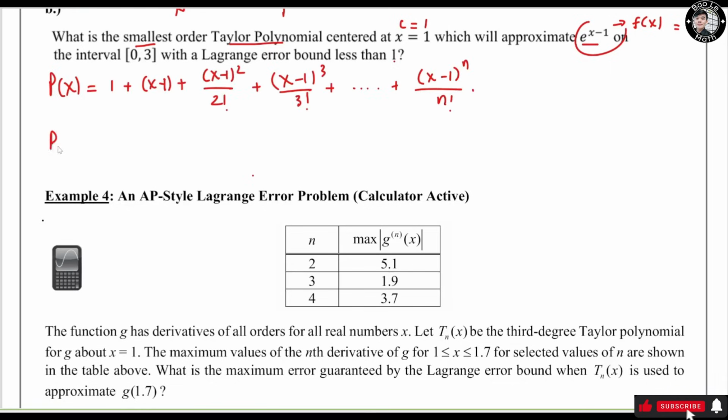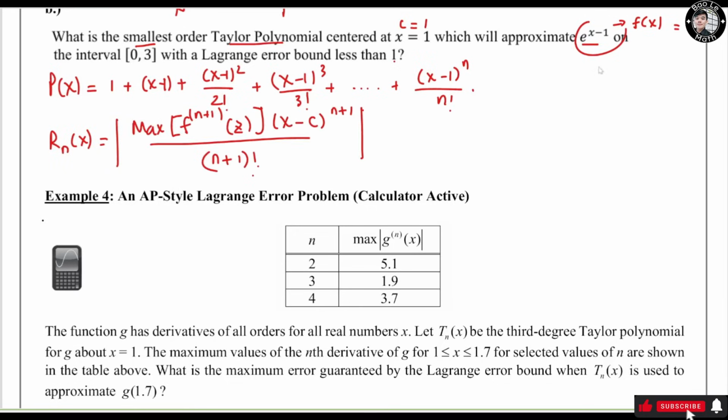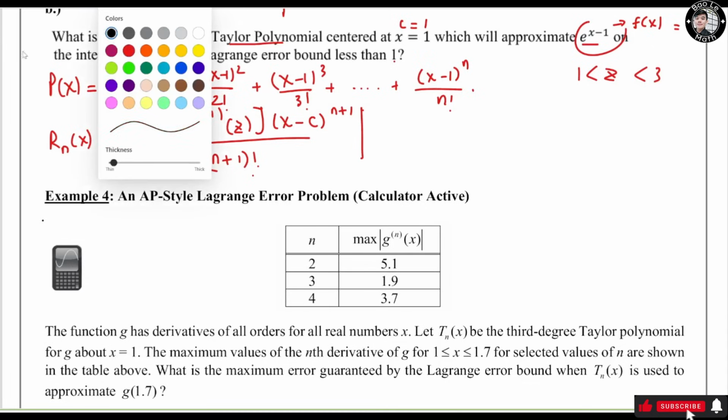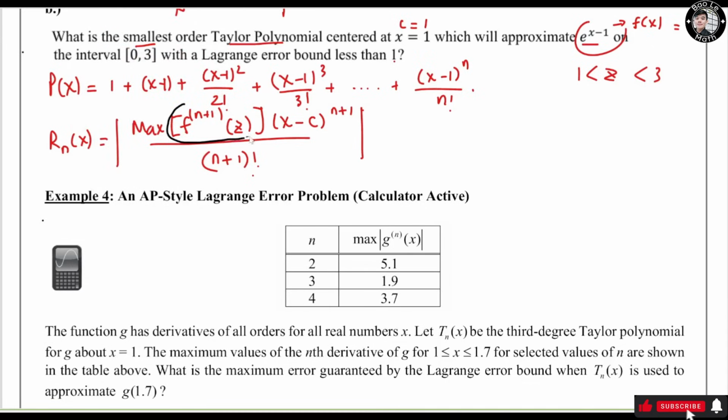You have the error bound. It's given by the formula, and you know that z is between 1 and 3. In order for this to be maximum, z must be equal to 3. So substitute 3 for z into this one. You have e to the 3 minus 1, which is e squared, so the maximum should be e squared.